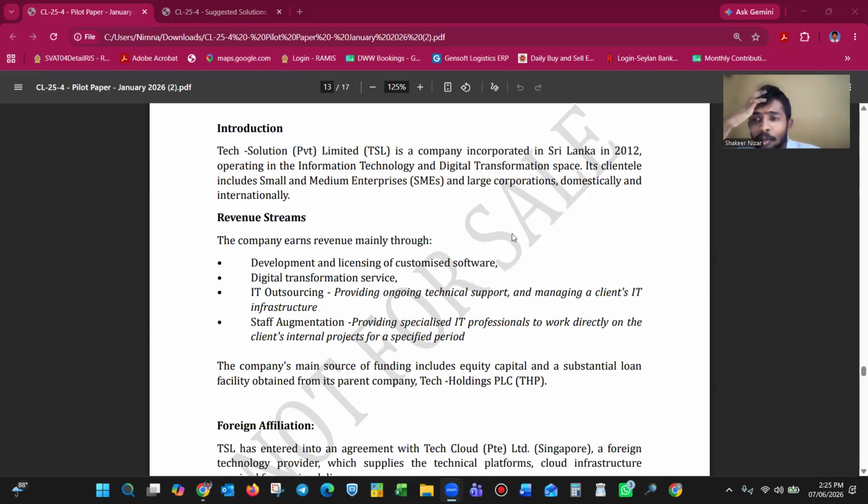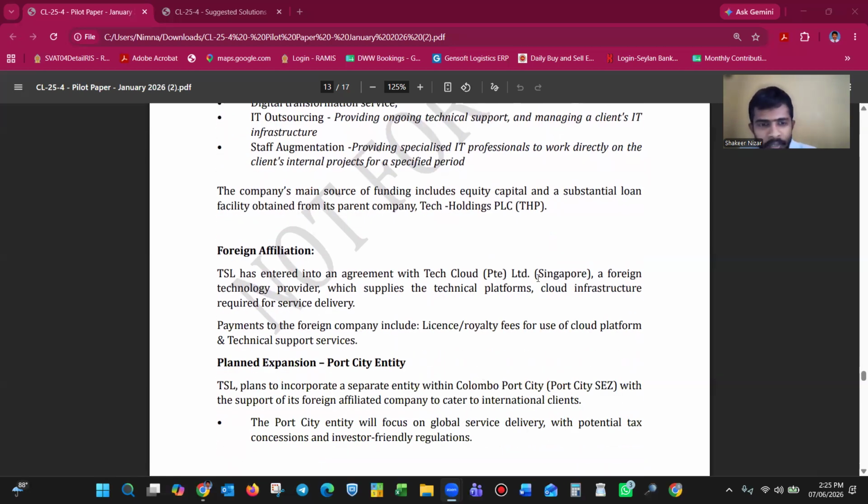We call it equity. Though you learn in corporate finance the Modigliani and Miller capital structure theory and the weighted average cost of capital, WACC, here it's not given for that purpose. This is not a corporate finance paper. This is given for the thin capitalization rule, or the maximum upper limit for interest deduction that applies as per the IRD requirements. So the company's main source of funding is equity capital and a substantial loan facility, that is the debt instrument from the parent company. It's important for the application.